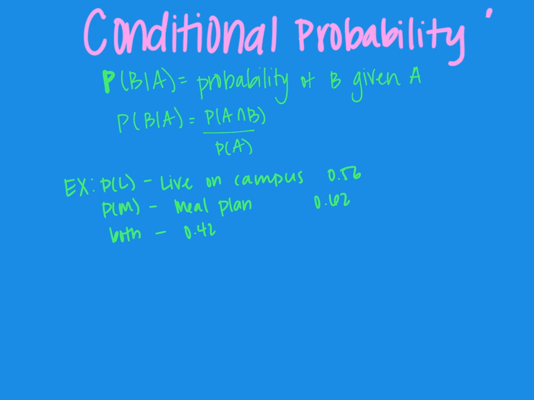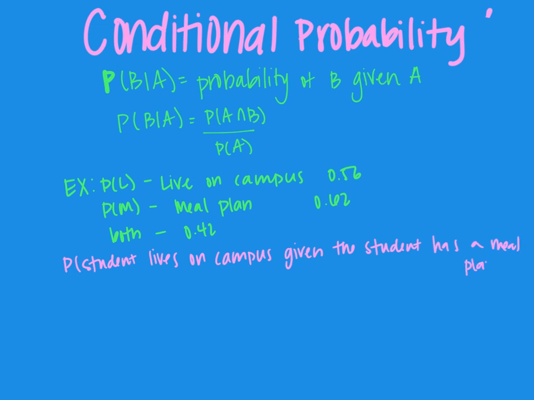So say we want to find the probability that the student lives on campus given the student has a meal plan. Okay, so that would be P of L given M. The probability of L and M divided by the probability of M.